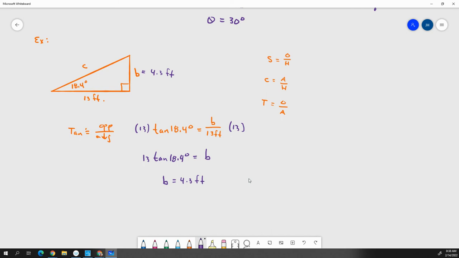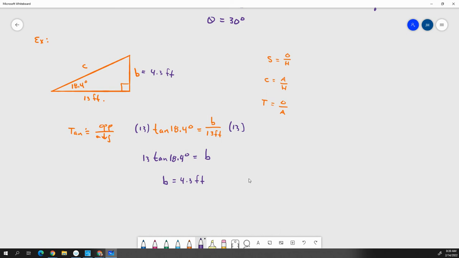For C, we're going to use cosine, right? Because we were given the adjacent and we need to find the hypotenuse. At this point, couldn't I use sine as well? Because now I know what the opposite is. Right? Now I can use anything I want.